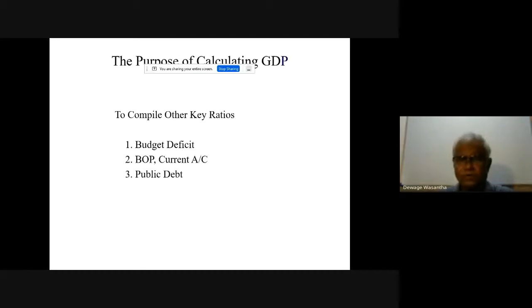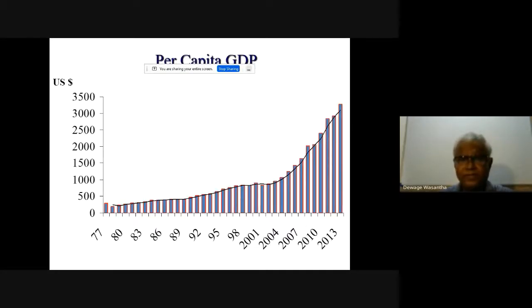A number of the objectives, the purposes. And again, budget deficit, current account, public debt. Also, we need GDP to express budget deficit as a percentage of GDP. The BOP current account deficit as a percentage of GDP. Public debt as a percentage of GDP. Now, at present, our public debt has exceeded 100% of GDP, around 101%, right? Then some pictorial presentation we discussed.